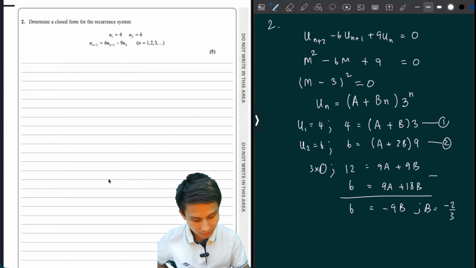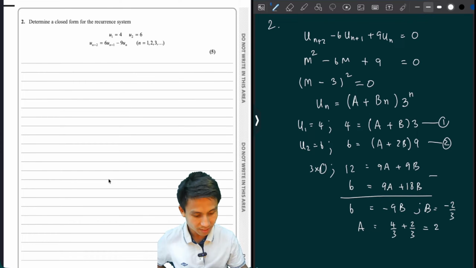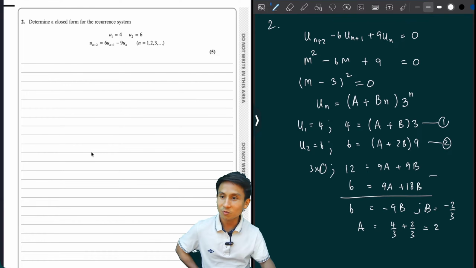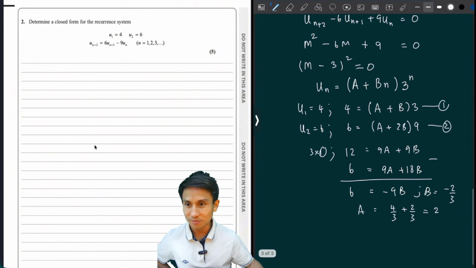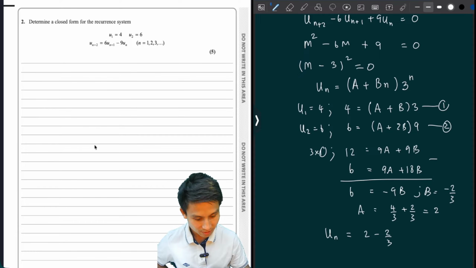Yeah. So a would be equal to, let's use that one. So the first one, 4 over 3, I move 3 down there, and then I subtract b, so I'm going to get plus 2 over 3 there. Yep. So that's going to be 2 for a. And I think we solved it, right? So that's a and b. So if we write the sequence there, it's going to be u_n equals 2 plus minus 2 over 3 n times 3 to the power of n, just like that.